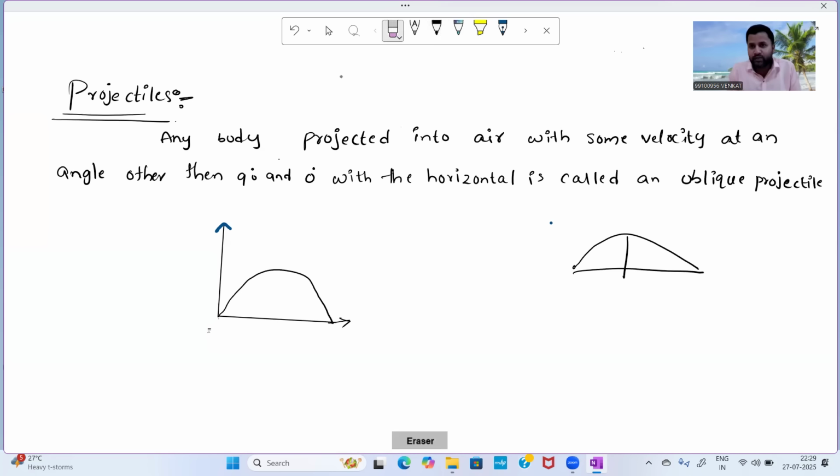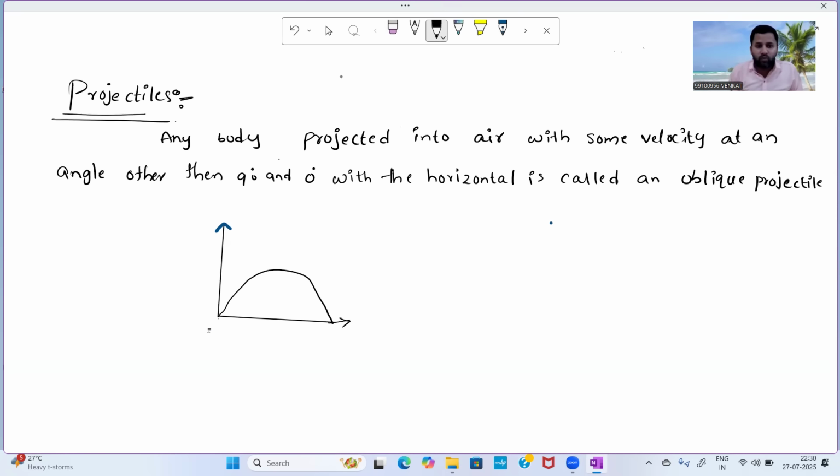I hope that is understood. Now we can give the definition of projectile. When you throw a ball or any object at an angle other than 0 and 90 degrees, that is, at a certain angle with the horizontal, it is a projectile. The path of the projectile is called the trajectory.